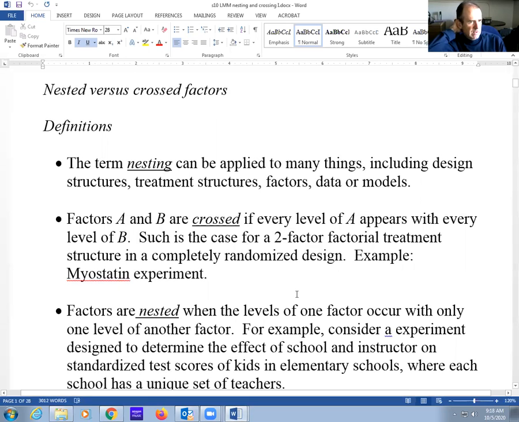The term nesting can be applied to many things, including the design structures, the treatment structures, factors, data, or models. And they could be different. So you could have crossed factors, but nested data. So you need to distinguish how and when you're using those terms.